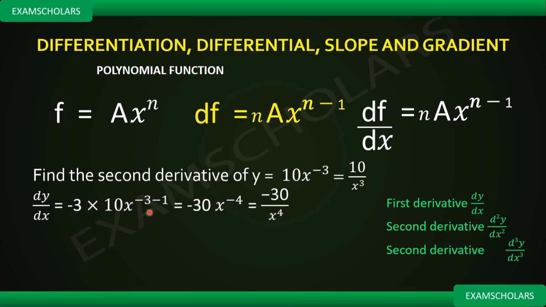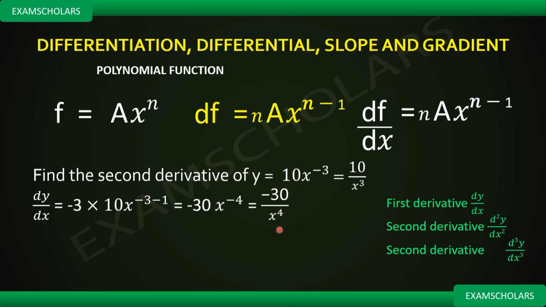x raised to the power minus 3 minus 1. What is minus 3 minus 1? You still don't know this. Minus 4. Now use the law of indices that I've explained. Something that looks like this. Now what will be your answer? Minus 30 over x raised to the power 4.